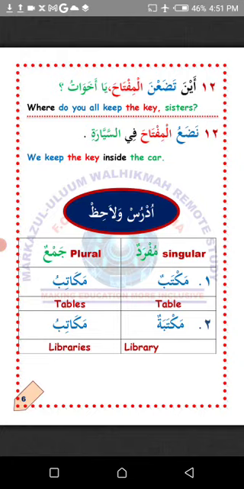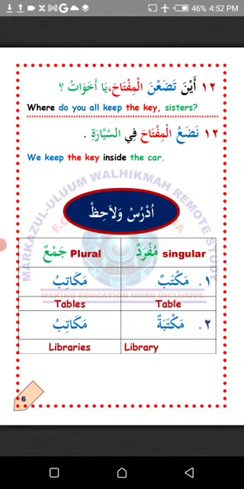Udrus, learn, walahiz, and observe at the same time. Now we talk about mufrad, singular, and jam', plural. Mufrad is a word in Arabic that means only one. Jam', plural, is a word in Arabic that means more than two, from three upward. Plurality in Arabic starts from three upward, unlike English where it starts from two upward.